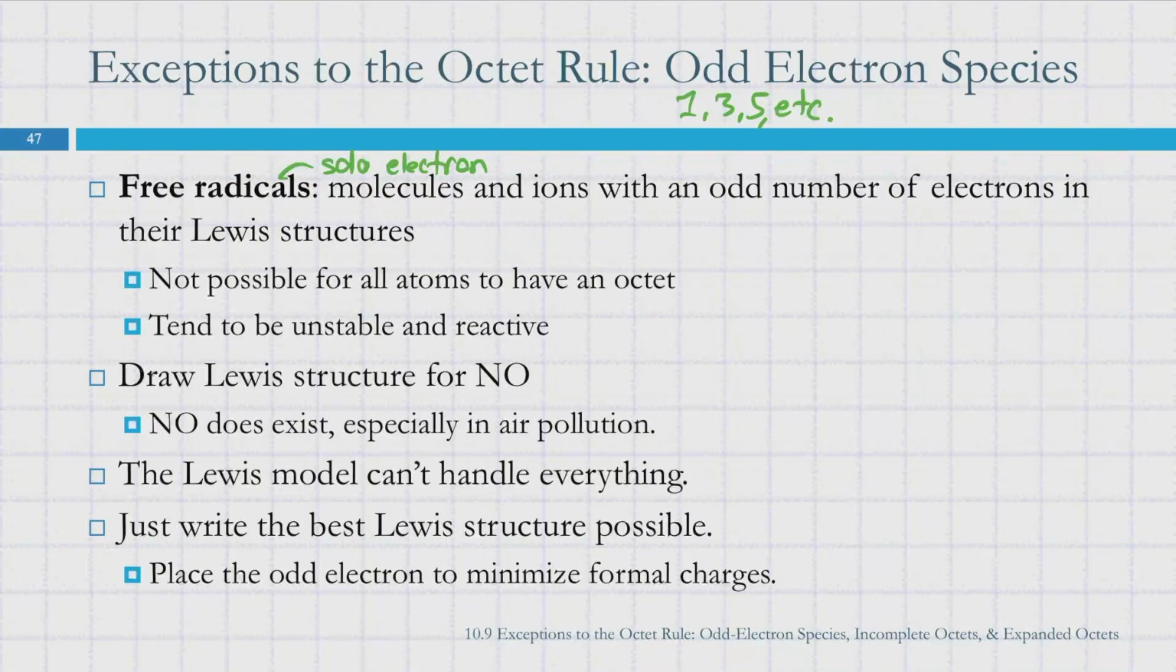Radicals do exist, and they will have odd numbers of electrons. If you have an odd number of electrons, you can't have octets for every atom. It's just the way that the math works out. Free radicals tend to be unstable and reactive. So they're generally not going to stick around for a super long amount of time.